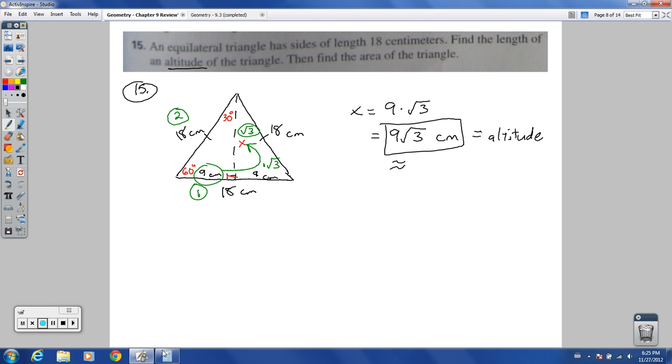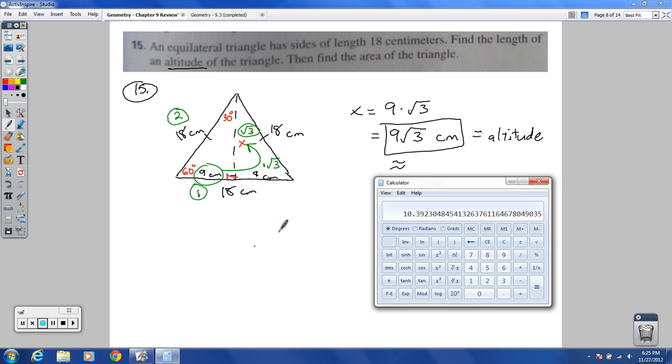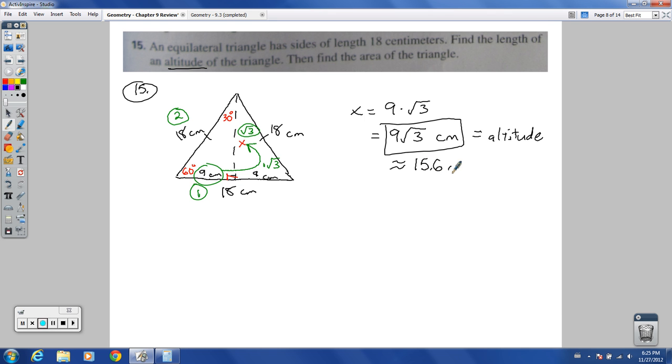And if I were to put that into a calculator, let's just do that quick. We have 9 times square root of 3 is about 15.588. So around that, it would be about 15.6 centimeters. And so you have that. You want to figure out the area of the triangle. Area, remember, of any triangle is 1/2 base times height.